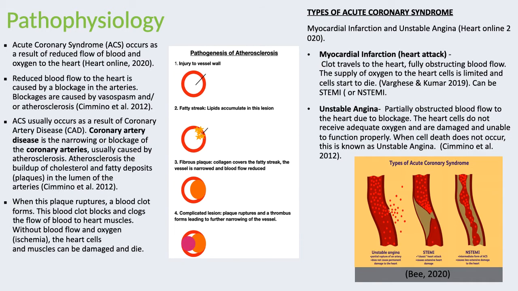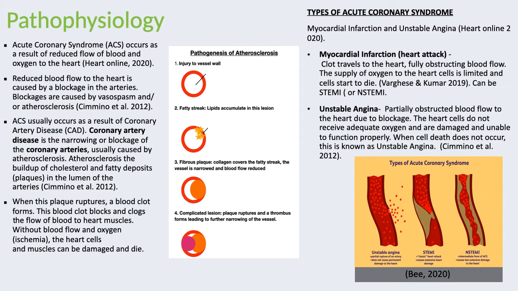The vessel then becomes narrowed and blood flow is reduced. When a fibrous plaque ruptures, it becomes a blood clot or a thrombus. This is known as a complicated lesion. When a blood clot is formed, it can lead to further narrowing or total occlusion of the blood vessel. The clot can also break off and become an embolus. It can travel to the heart, lungs, brain, or anywhere in the body and block the flow of blood. When ischemia is prolonged and not immediately reversed, acute coronary syndrome develops.